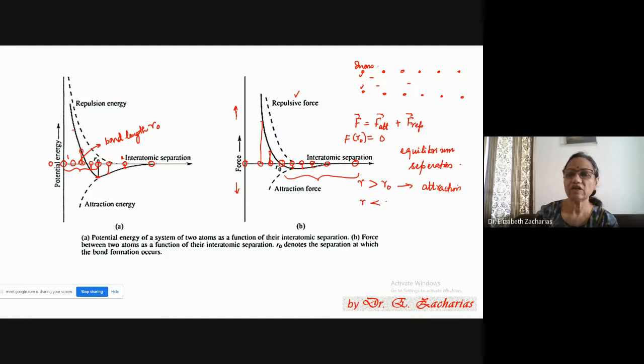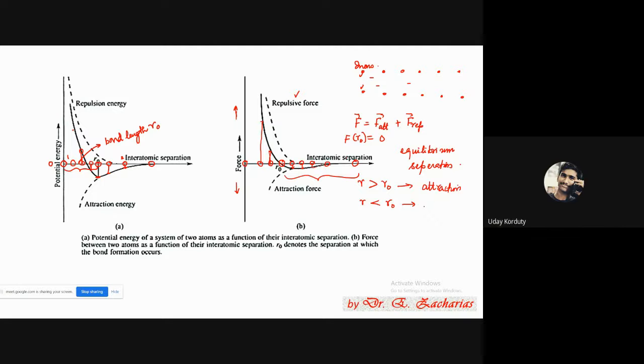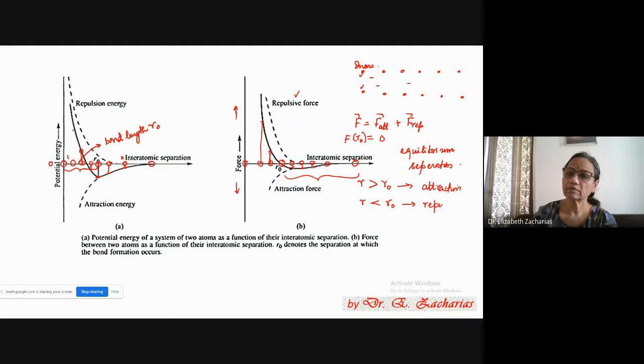And for r less than r naught, which force will be dominating? Repulsive force. And what is happening at r equal to r naught? At r equal to r naught, look at this. What is the force? The net force is zero.